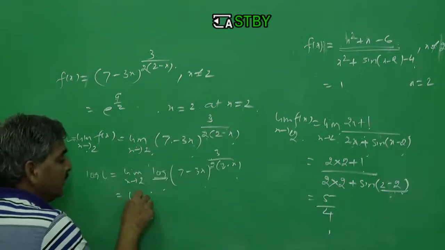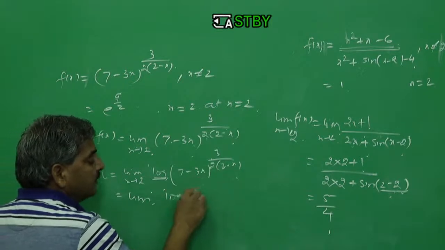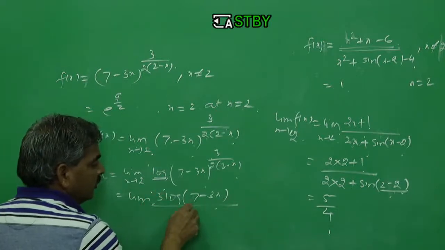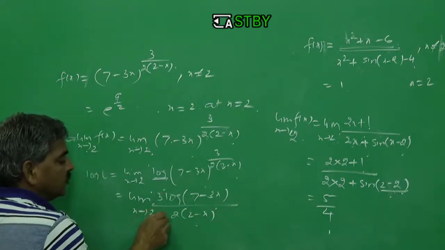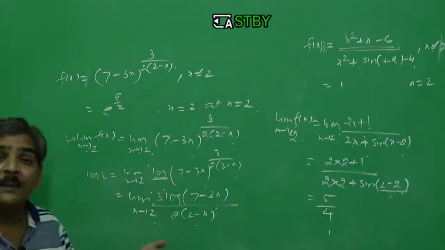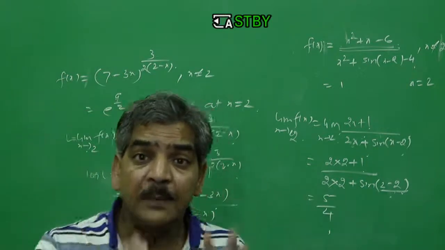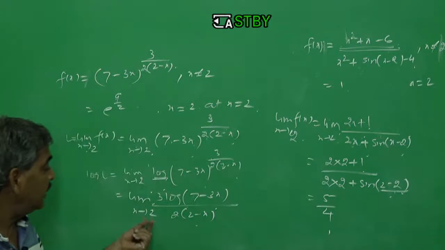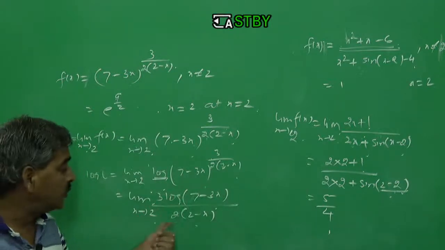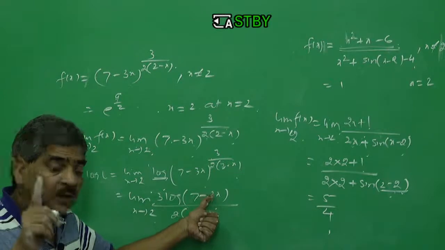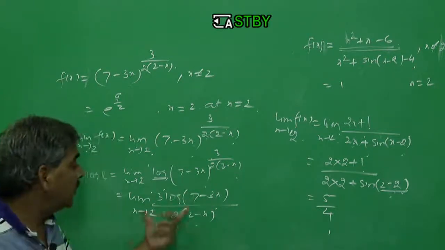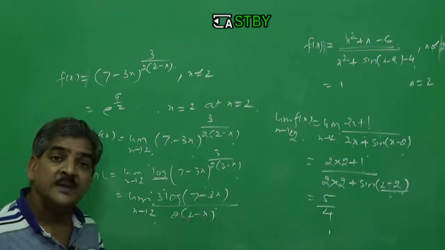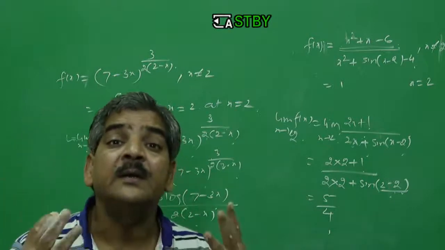Now this is equal to limit of log of (7 minus 3x), okay, shift index as multiplier, 3 upon 2 into (2 minus x), x tends to 2. Now does this quantity appear in indeterminate form? If it appears, then only I can differentiate numerator separately, denominator separately. Let's put x is equal to 2. If I put x is equal to 2, 7 minus 6, that is 1. Log of 1 is equal to 0. Numerator becomes 0. If I put x is equal to 2, 2 minus 2, that is equal to 0. So the given problem appears in indeterminate form.